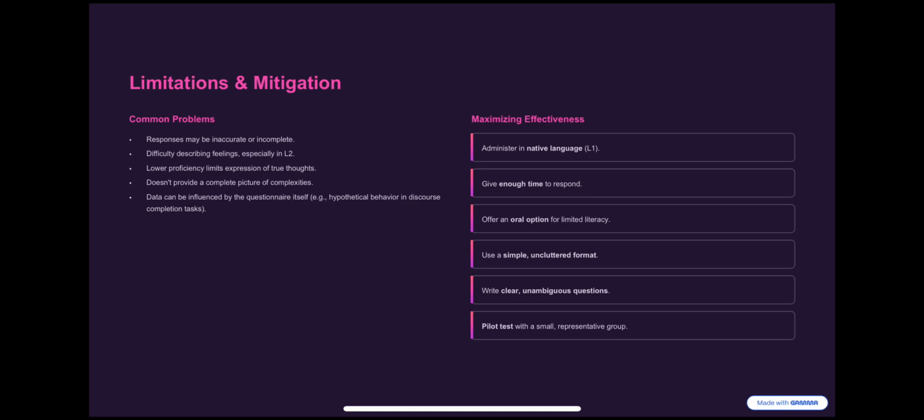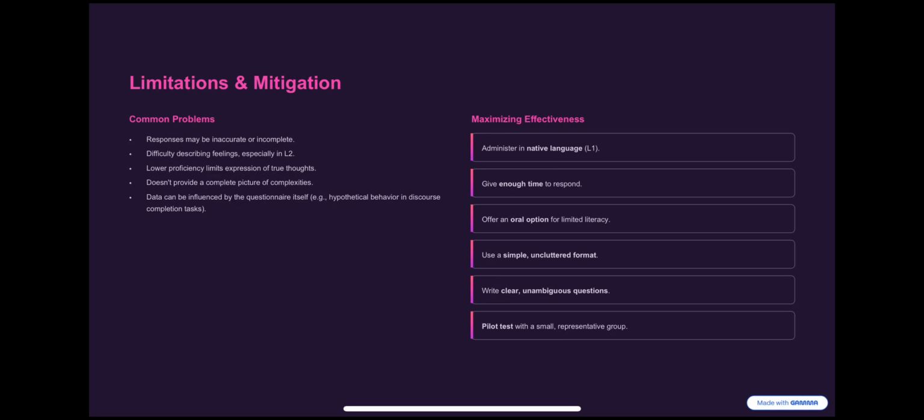Another concern is that data gathered from questionnaires can sometimes be influenced by the questionnaire itself. For example, in discourse completion questionnaires, participants are only describing how they think they would act in a certain situation, but this might not match how they would actually behave in real life. So researchers must interpret the results carefully.